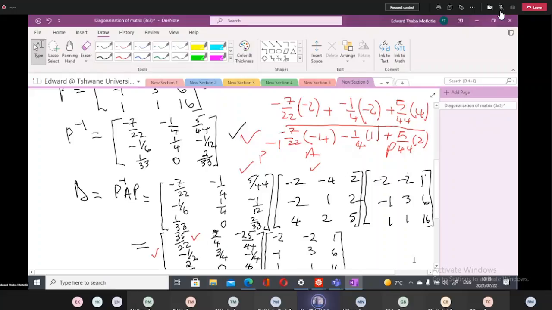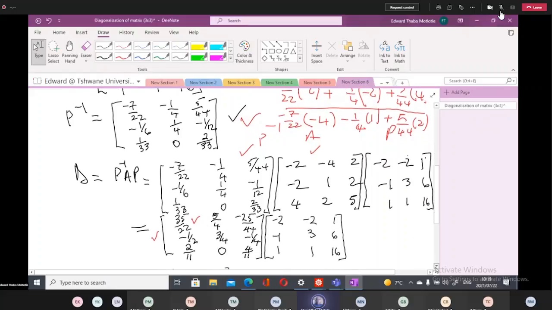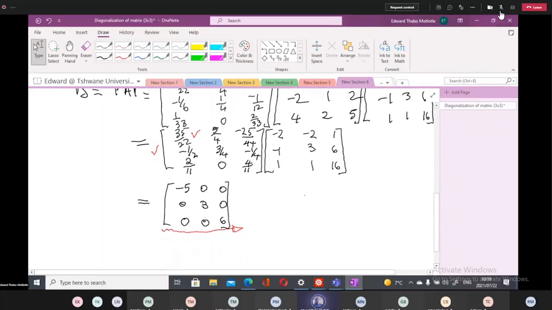So I did it like that step by step. My answer is minus 5, 3, and 6. That's my diagonal matrix. So now I managed to diagonalize this matrix. I said this process is very long. During our time, they were giving us this type of problems to solve.